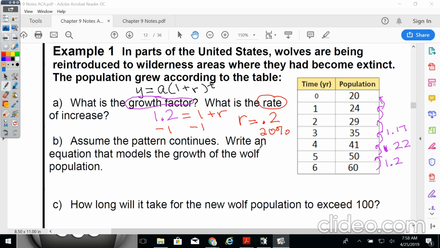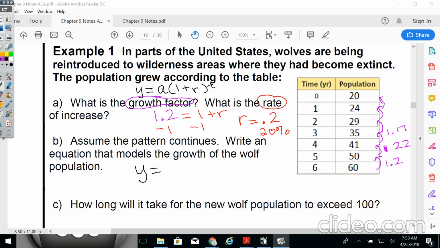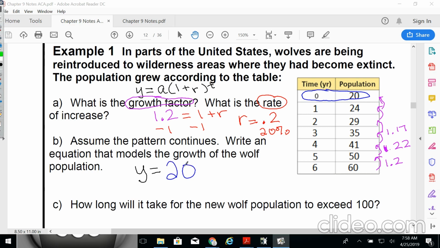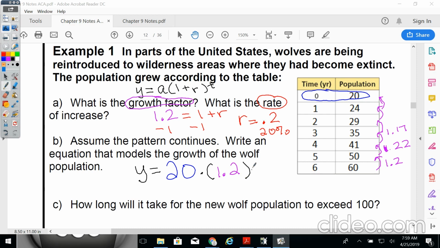All right, so if this pattern continues, we want to write an equation for the model. So we're going to have y equals, A was your starting amount. So how many did we start with? Right here is the first one. We started with 20 wolves. And then we multiply that by 1 plus R, and we already know the 1 plus R is the growth factor, which is 1.2. So 1.2, and we raise it to the x power, or a t in this case because it's time in years. So that would be our growth model.